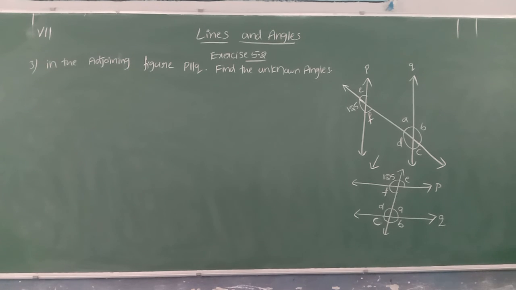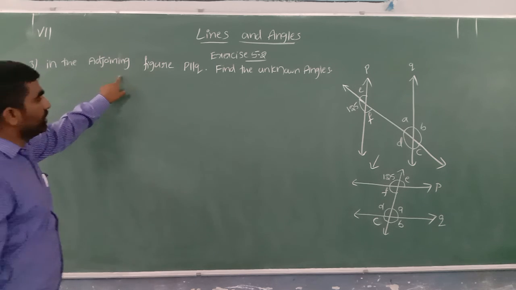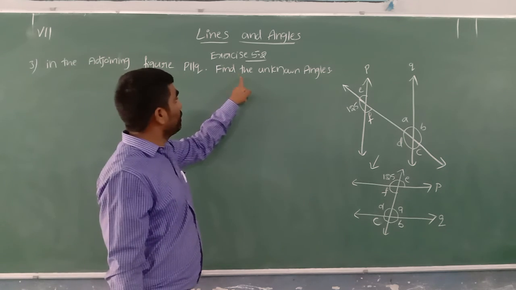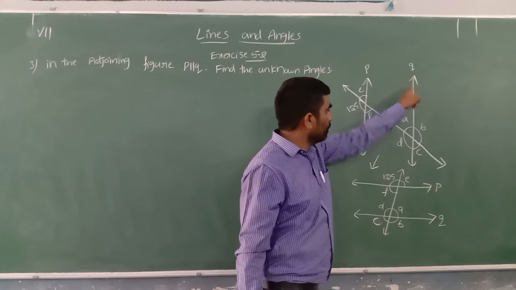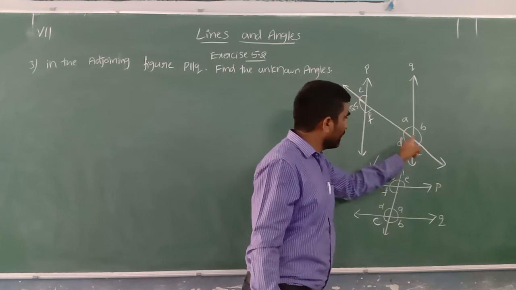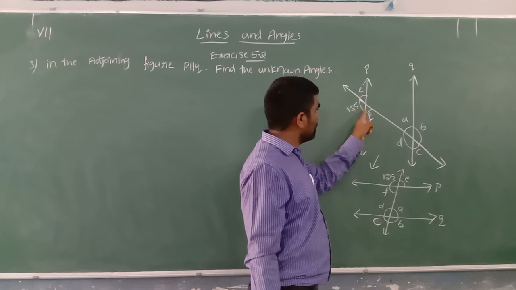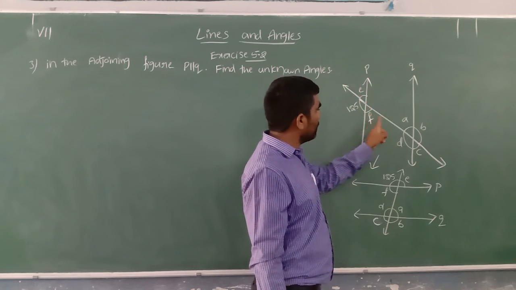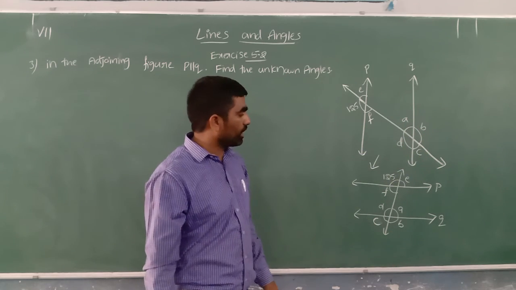Yes. Now let's see the third bit here. In the adjoining figure, P is parallel to Q. Find the unknown angles. The line P is parallel to Q, and this is called a transversal. Given this angle is 125 degrees, you are asked to find the values of E, F, A, B, C, D, all these unknown angles.